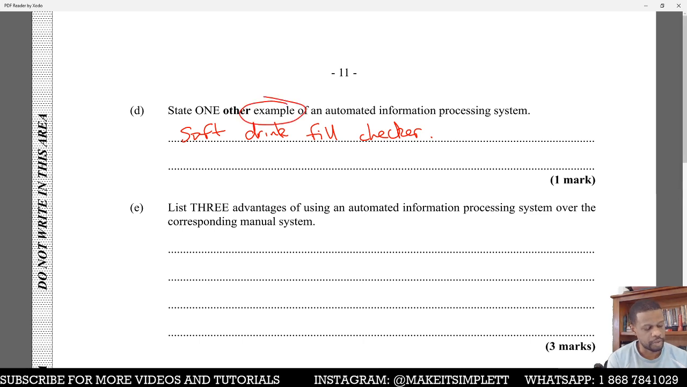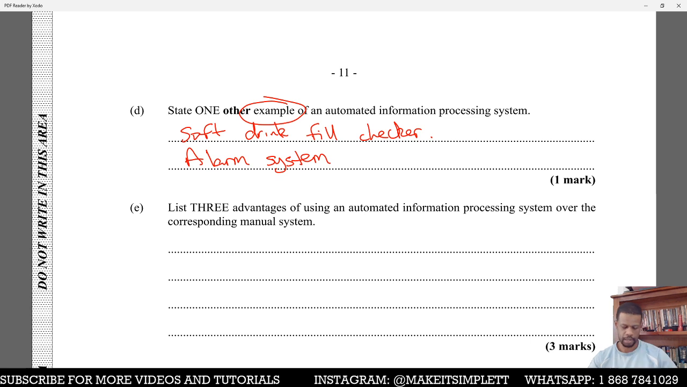They want an example. They don't want a type. If it was a type, Andrew and Anjali, you could have put things like batch and card and them kind of things. But they want an example. So a soft drink fill checker, or you could say an alarm system. Those are automated. And the alarm system will be like when the door opens or the window closes, the alarm will go off.